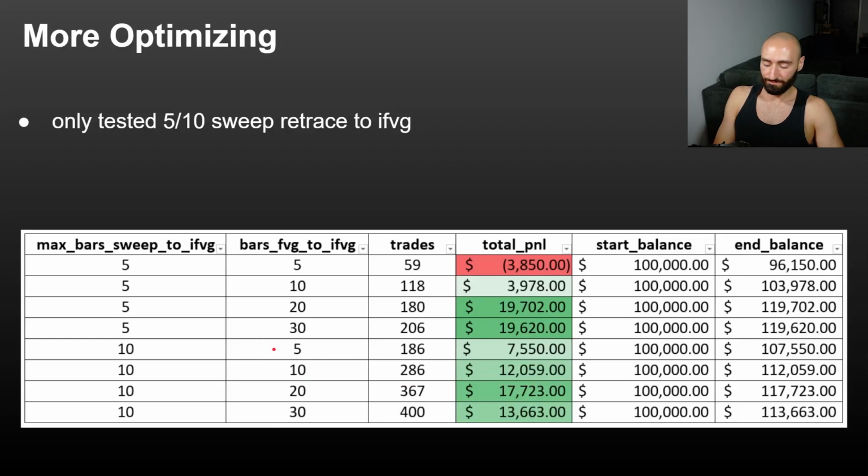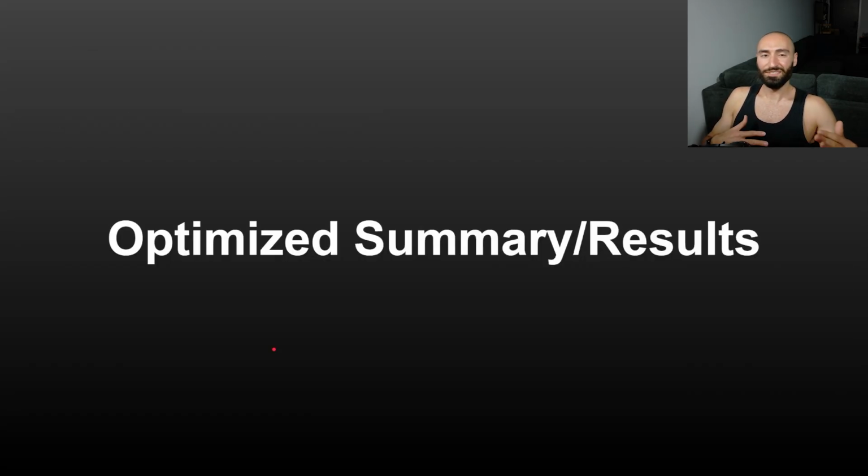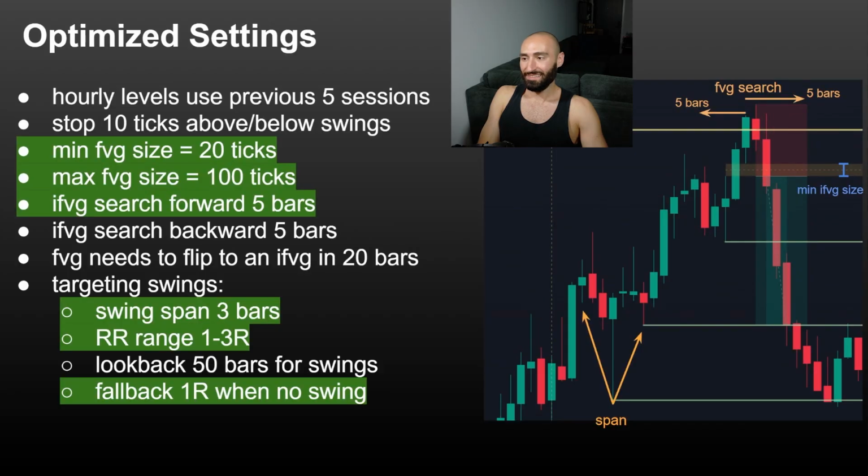So let me summarize that, because that was a lot of optimization. This is what we're left with. This was the best results, and I'll give you a summary of the results in a second too. But first, the settings. What did we change? We said minimum fair value gap size, 20 ticks, so it needs to have some girth to it.